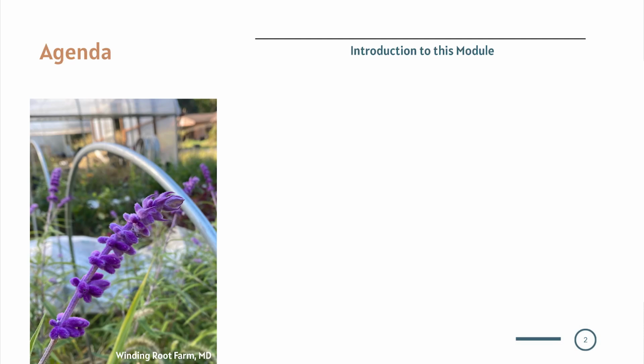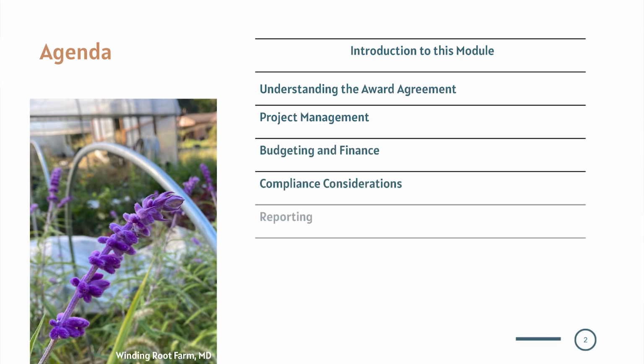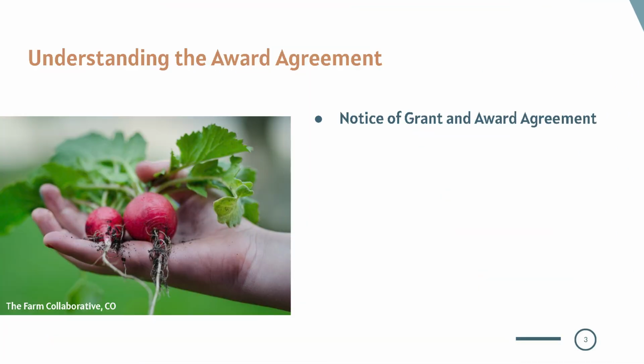Great news! Our example applicant, the Very Good Farm, submitted their grant application, and they've just received the official notice that they've been awarded. Now that they've been awarded the grant, what comes next? In this module, we'll break down the next steps, including understanding the award agreement, project management, budgeting and finance, compliance considerations, and reporting. When your application is awarded, you'll receive something called a Notice of Award, or sometimes a Notice of Award and Grant Agreement.